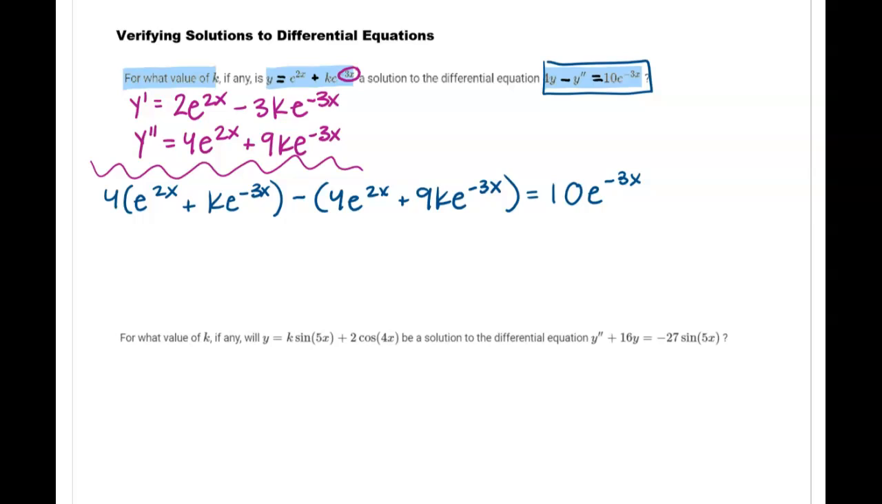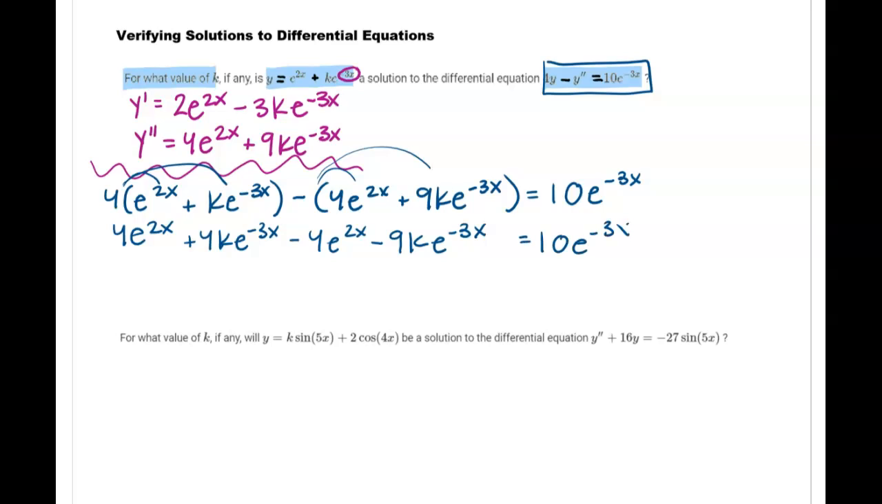So obviously we have to do some algebra here. We have 4e to the 2x plus 4k e to the negative 3x, minus 4e to the 2x, distributing the negative, minus 9k e to the negative 3x, equals 10e to the negative 3x. We can cancel 4e to the 2x with negative 4e to the 2x. So we have 4k e to the negative 3x minus 9k e to the negative 3x. 4k minus 9k is negative 5k.